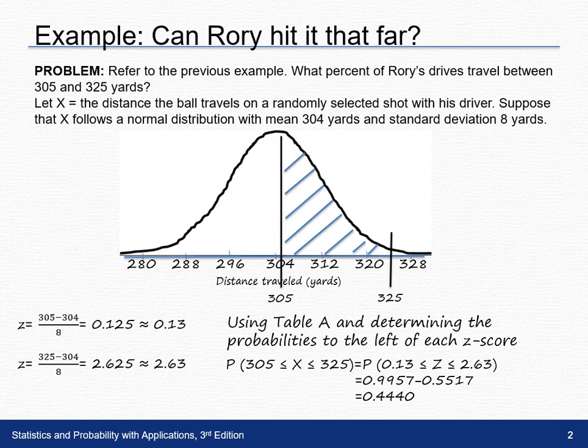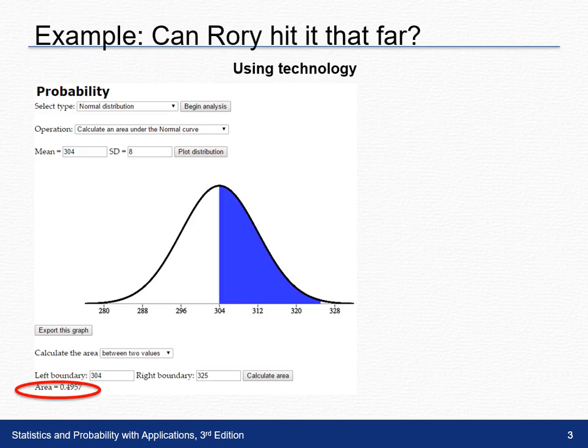You can also use technology to determine this answer. Technology will give you a slightly different value because of the rounding that we did with the z-scores, but it's still very close and both are accurate.